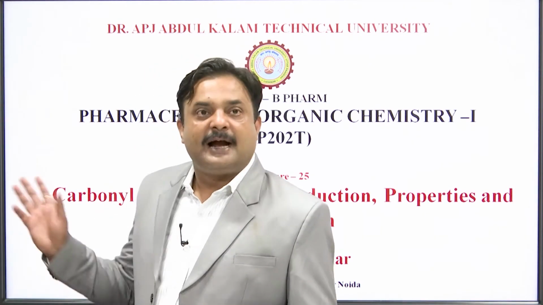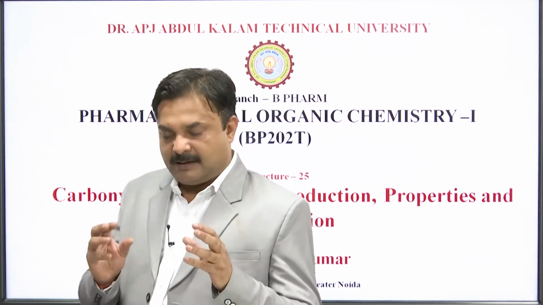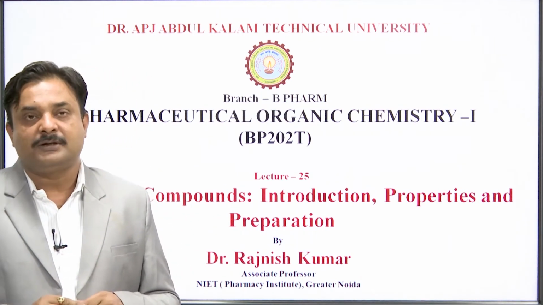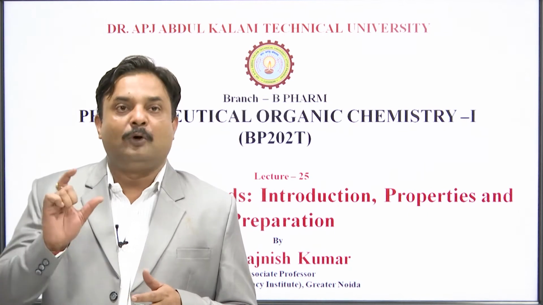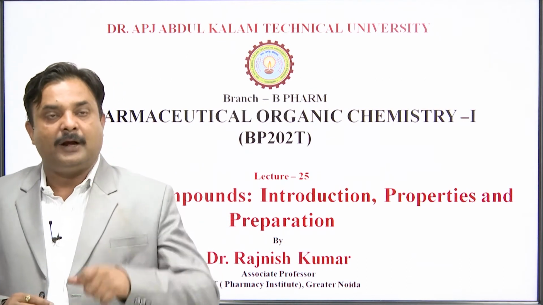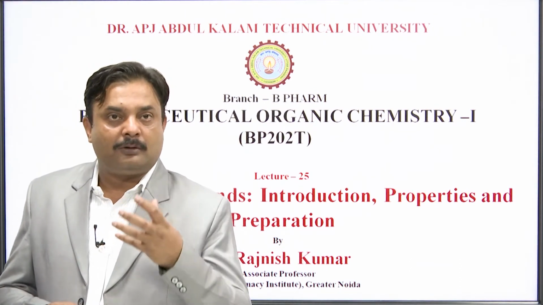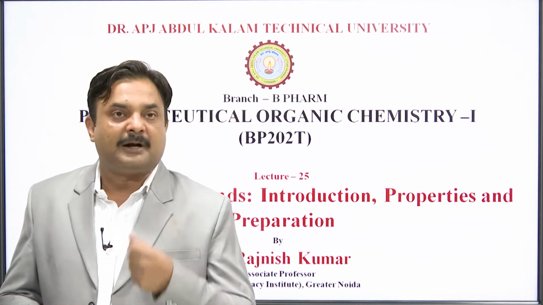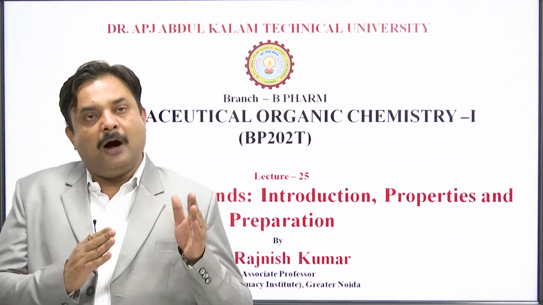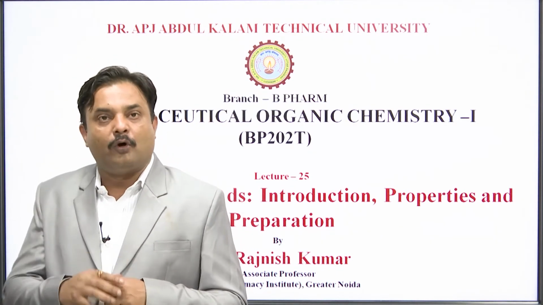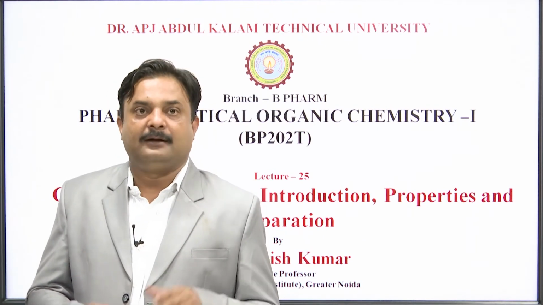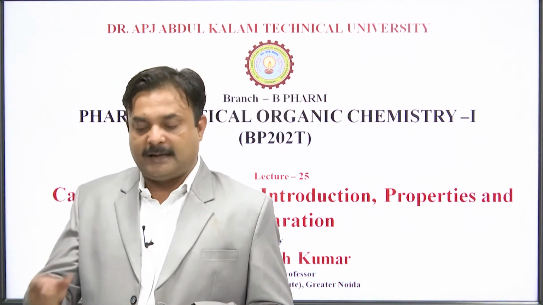Before starting my lecture, I just want to discuss some important features of the carbonyl compounds. The carbonyl compounds are the compounds which have a carbonyl group. Carbonyl group means C double bond O. The C of the carbonyl group is known as the carbonyl carbon. It is mainly sp2 hybridized. So, the compounds which have a C double bond O group are known as carbonyl compounds. Mainly aldehydes and ketones belong to that category.